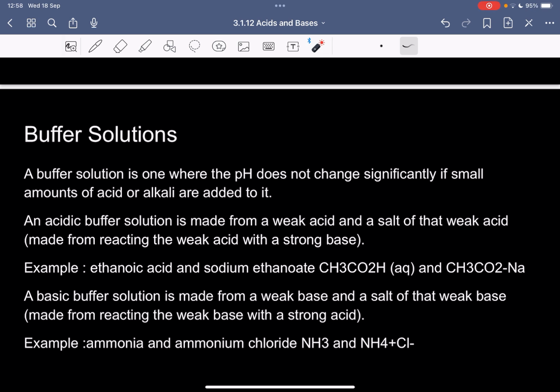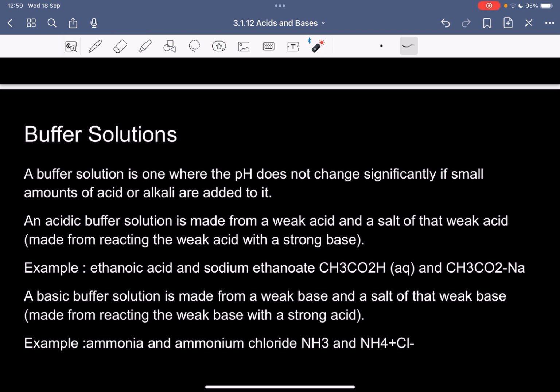For example, ethanoic acid and sodium ethanoate. So this sodium ethanoate is made by reacting something like ethanoic acid and sodium hydroxide, and then you get sodium ethanoate, which is a salt of ethanoic acid. Okay, so we have a weak acid and a salt of that weak acid. So when you're looking for an acid and its salt, you just look for the names. So ethanoic acid and ethanoate. So if we had methanoic acid, we would look for sodium methanoate.